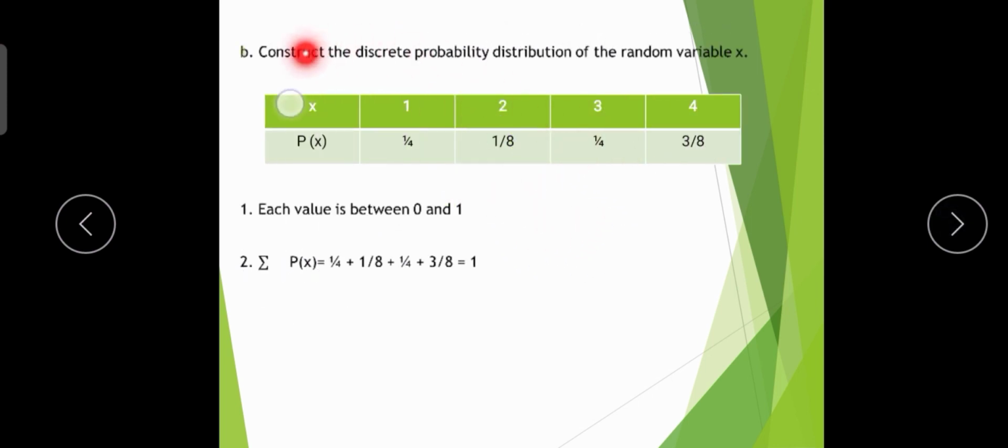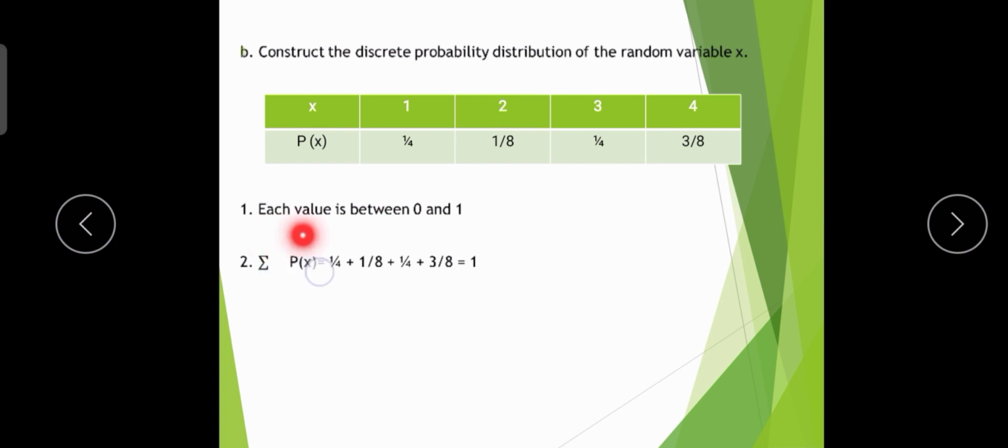So, ganun lang din. Sa B, ang hinahanap is construct the discrete probability distribution of random variable x. So, x is equals to 1, 2, 3, and 4. The probability of x ng 1 is 1 over 4, ng 2 is 1 over 8, ng 3 is 1 over 4, and 4, 3 over 8. So, titingnan natin kung satisfy ba ng dalawang nito yung dalawang property ng discrete probability distribution.